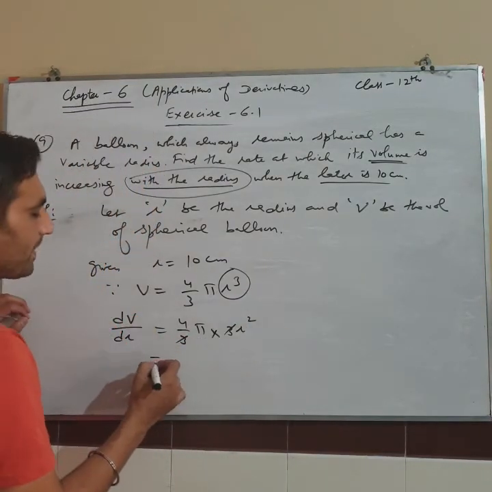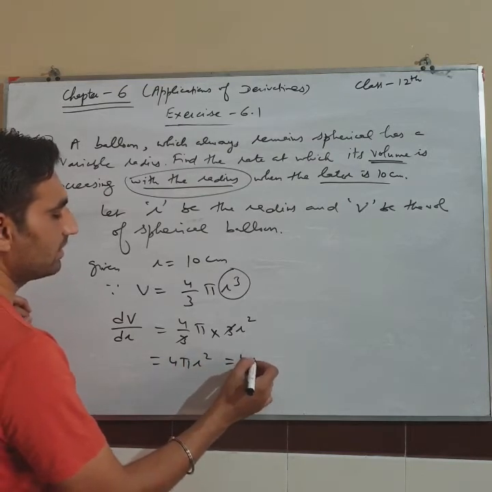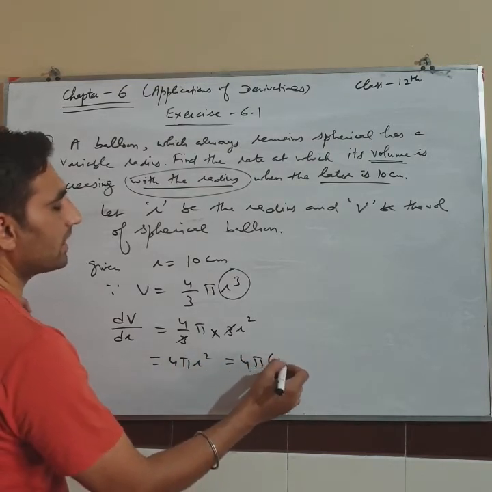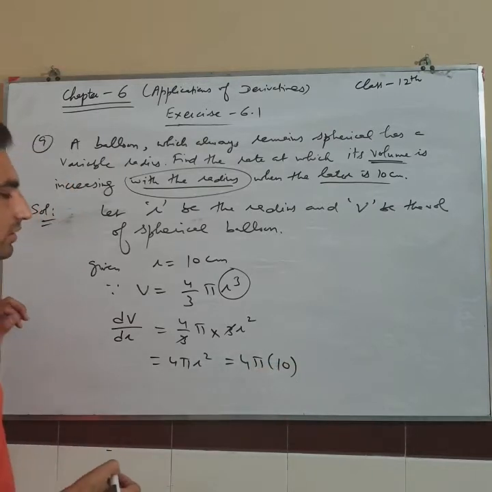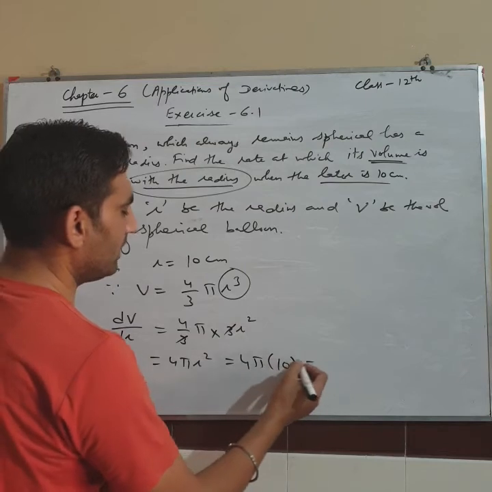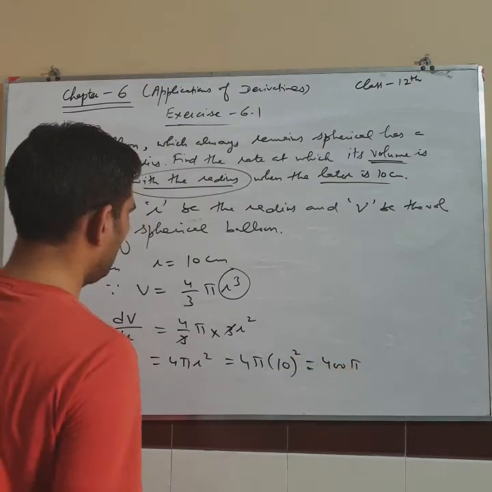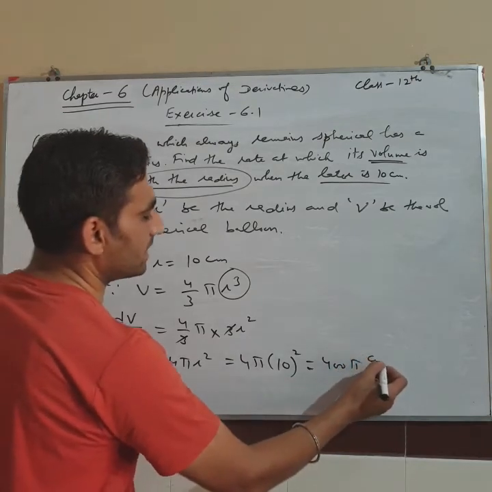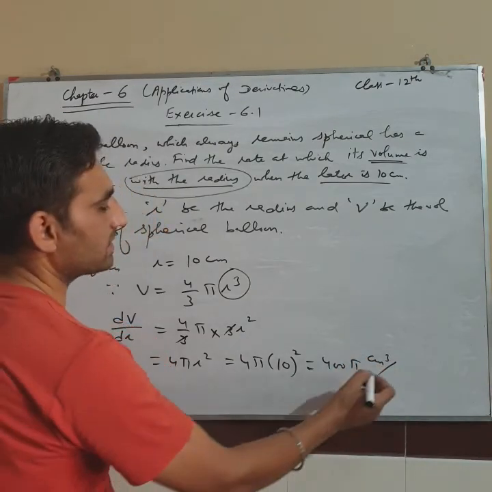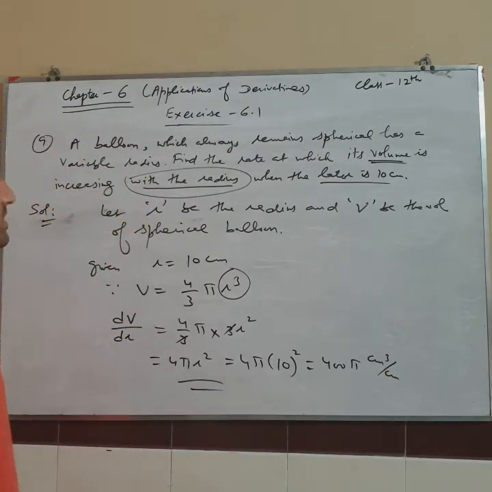3 cancelled. You have 4 pi r square, but r is 10 centimeter given, so I am just writing here, it is 4 pi into 10 square, so 400 pi. What about units? Volume is always in centimeter cube, and radius in centimeter, so centimeter cube per centimeter. This is our answer of question number 9.